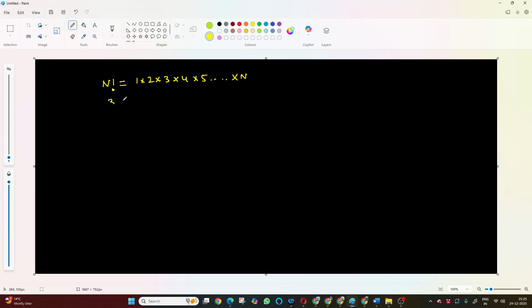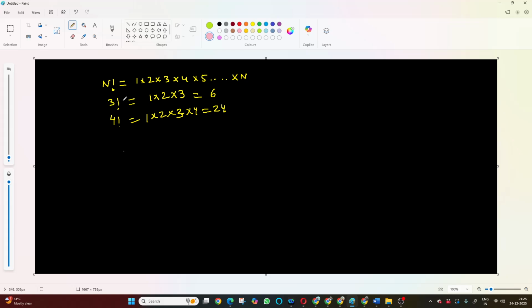So for example, 3 factorial is nothing but 1 multiplied by 2 multiplied by 3, right? That is 3 factorial for us, which turns out to be 6. Similarly, 4 factorial is 1 into 2 into 3 into 4, which is 24. Okay, this is one.